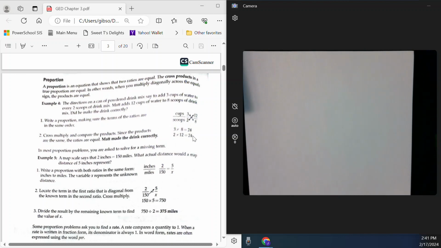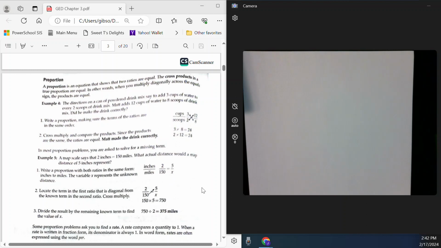In most proportion problems, you are asked to solve for a missing term. A map scale says that 2 inches is equal to 150 miles. What actual distance would a map distance of 5 inches represent? So what we would do is we would have inches and inches. It's 2 inches and 5 inches. Then we would have miles to miles. We have 150 for 2 inches, but we don't know how many it is for 5 inches. So that's why we have x.